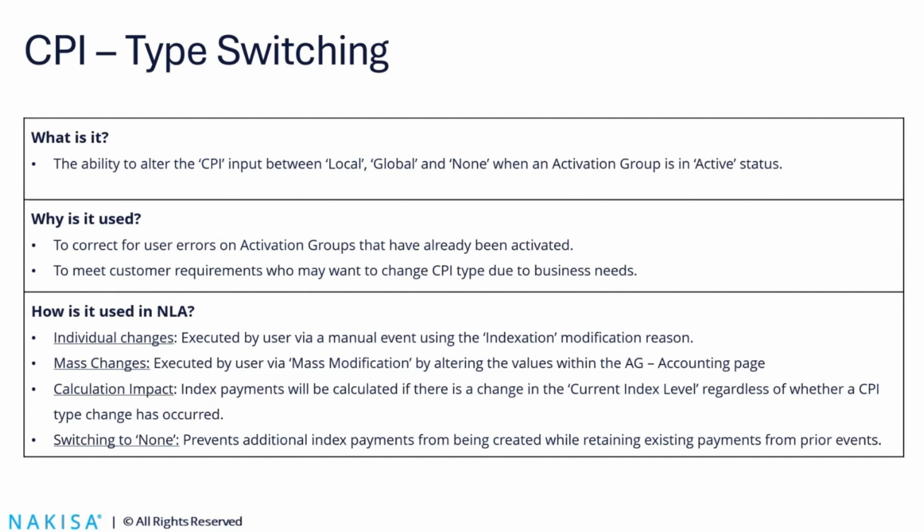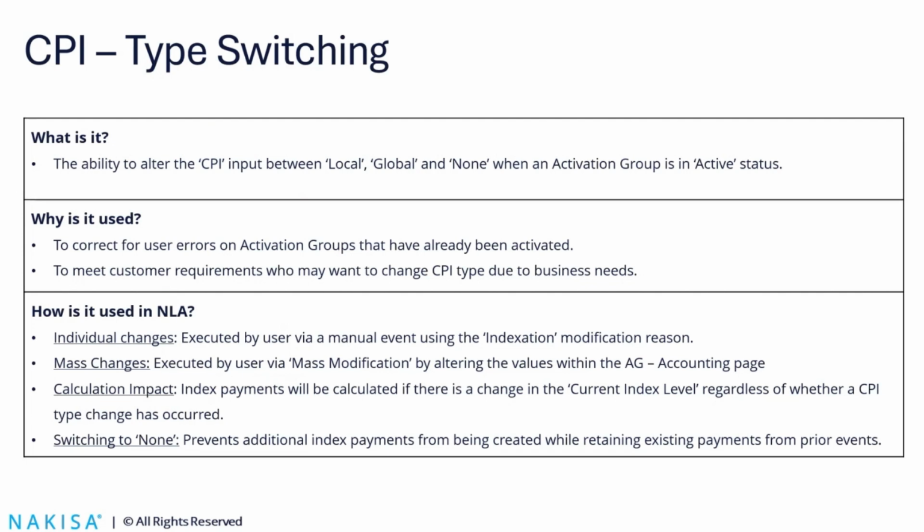So why would you like to use this feature? To correct errors that users have made on an activation group that has already been activated. This gives you an opportunity to change that. To meet customer requirements, who may want to change CPI type due to their business needs, we have introduced this feature. How can we change this? Keep in mind that this feature has a financial impact on the calculation and the reporting. So this must be kept in mind.